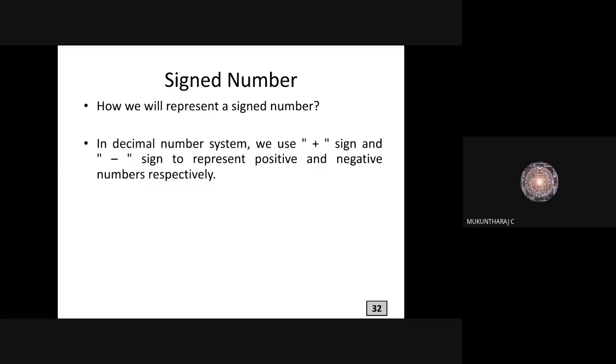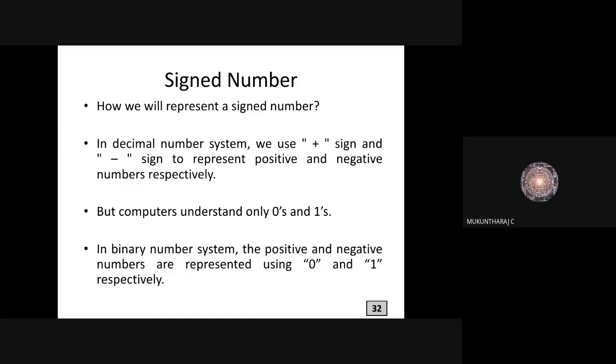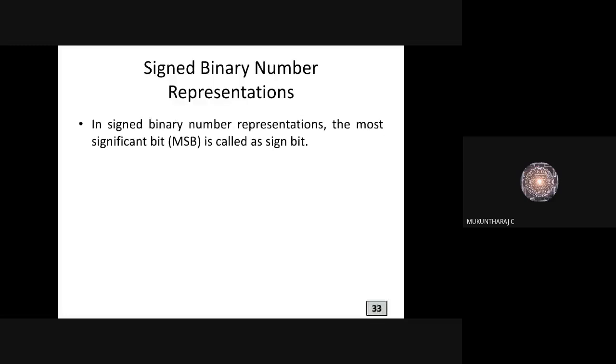So instead of what we are going to use, computers understand only zeros and ones. So what we are going to use? In binary number system, the positive and negative numbers are represented using 0 and 1 respectively. எனக்கு ஒரு நம்பர் பாசிட்டிவ் அப்படின்னா 0 வச்சு ரெப்ரசென்ட் பண்ண போறோம், நெகட்டிவ் அப்படின்னு சொன்னோம்னா 1 வச்சு ரெப்ரசென்ட் பண்ண போறோம். So this is the convention we are using in the signed representation of a binary number. Okay, so in decimal number we are using plus and minus symbol. In binary numbers we are going to use only 0 for representing the positive number and 1 for representing the negative number. In signed binary representation, the most significant bit or MSB is called as sign bit.